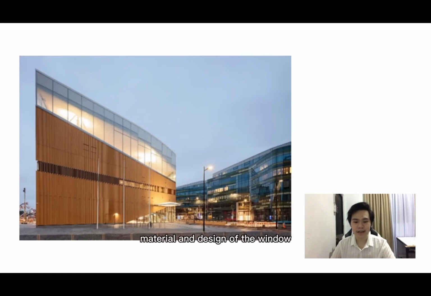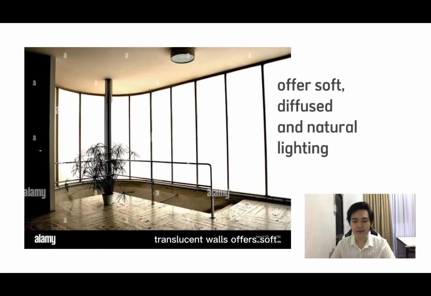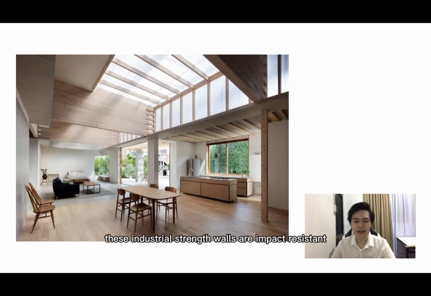Now, the size, material, and design of the window play an important role in the overall structure of the house and its maintenance. The element of light that I chose was the translucent wall. Translucent walls offer soft, diffuse, and natural lighting. With cellular polycarbonate, the translucent wall panel systems insulate better and are a more cost-effective alternative to a conventional glass wall. These industrial strength walls are impact resistant and low maintenance.